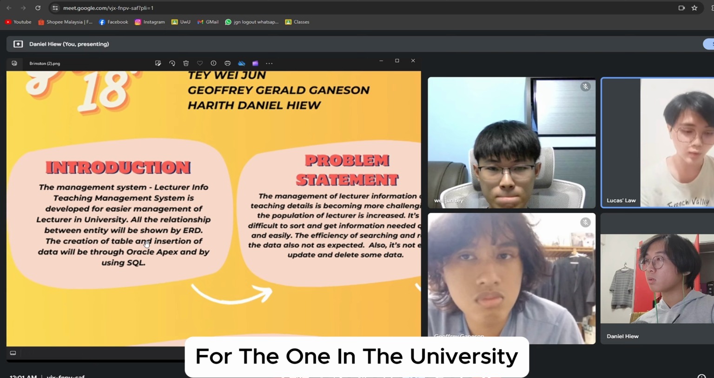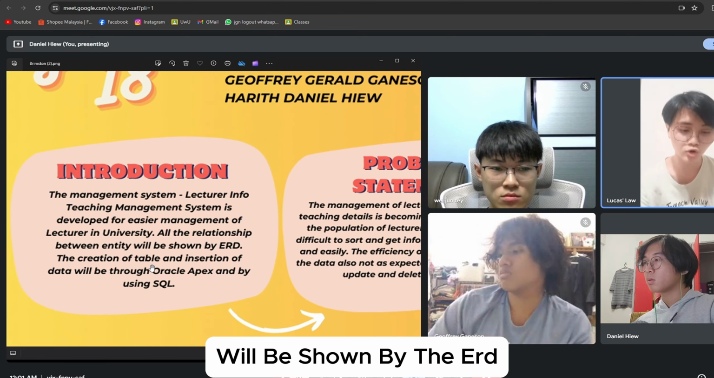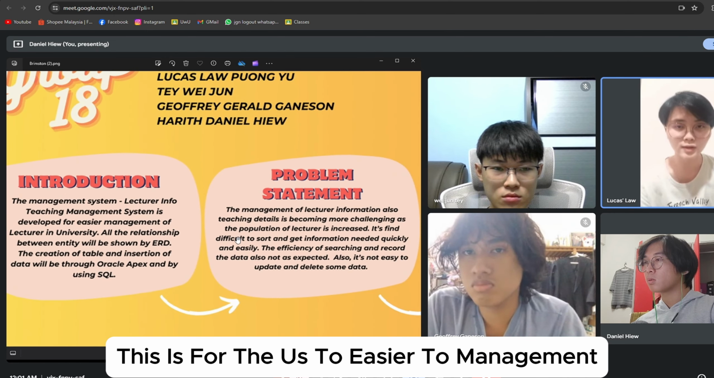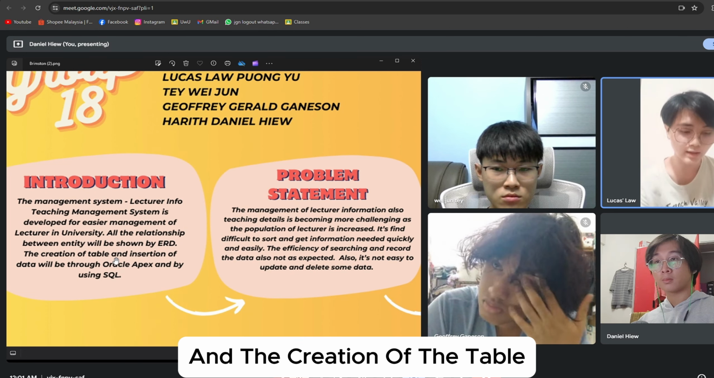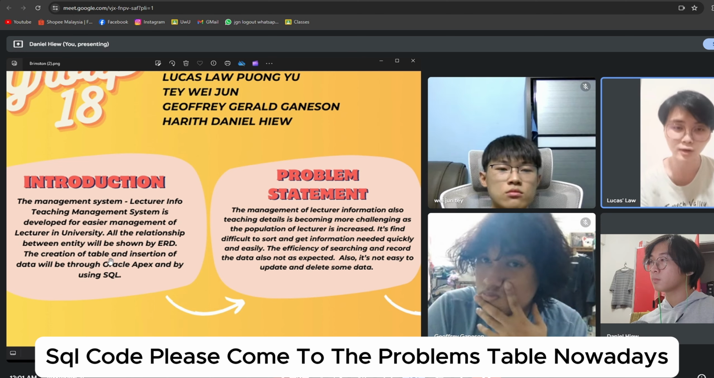in the university, and all the relationships between the entities will be shown by the ERD. This is for us to more easily manage the relationships between the entities or the tables, and the creation of the tables and insertion of the data will be done through Oracle Apex using SQL code.